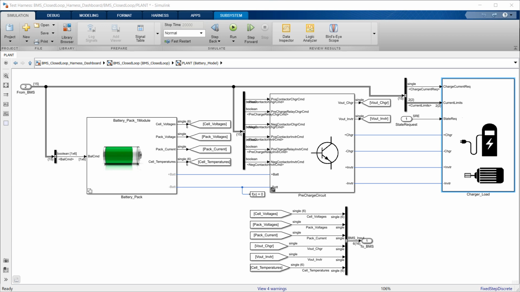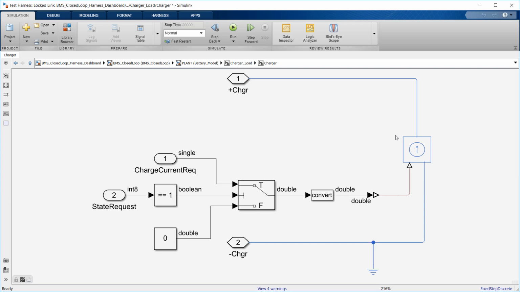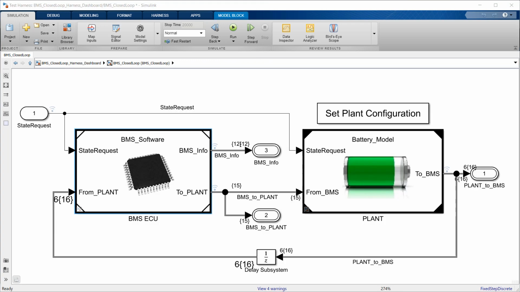Finally, the last piece of the battery plant is the charger and the load, both simply represented here by current sources commanded to follow the charging and driving profiles from the source block at the model top level. Let's now focus on the BMS algorithm.